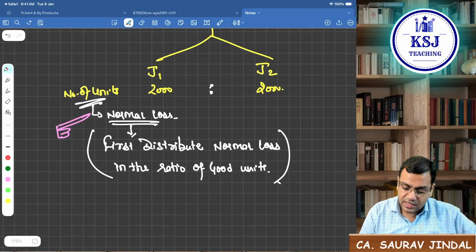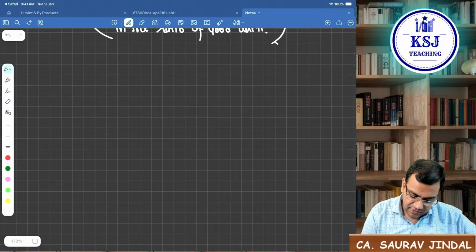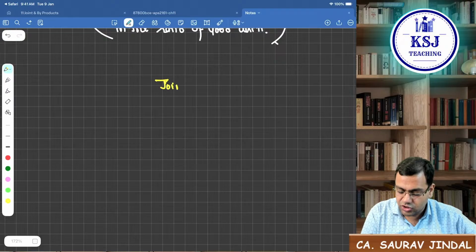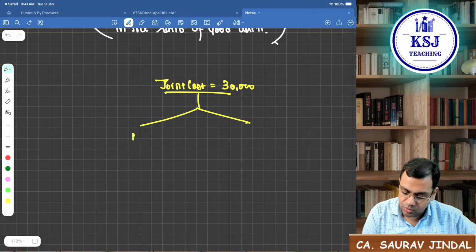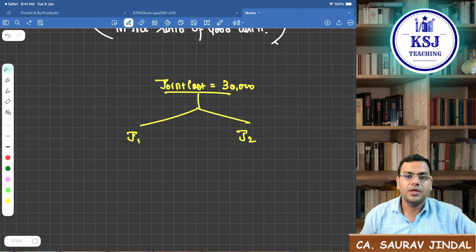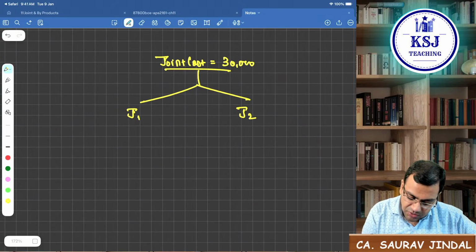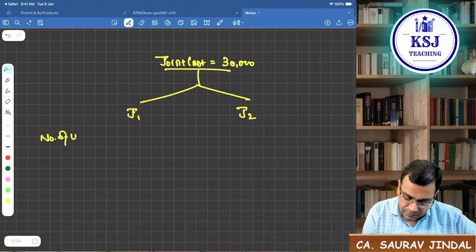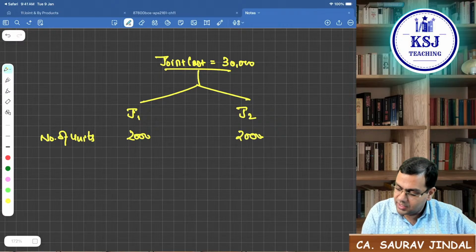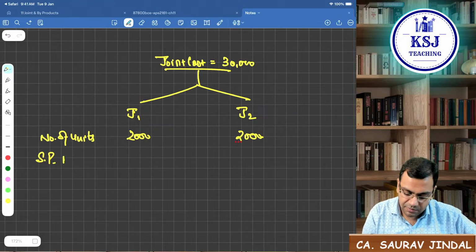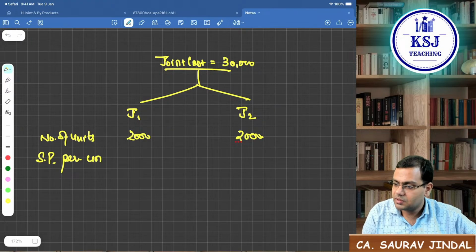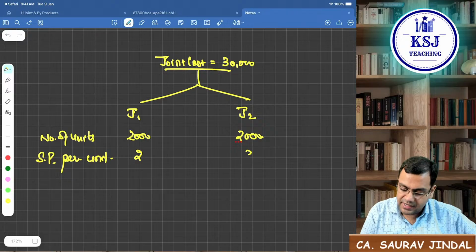Now here we have the number of units. Let's say you have incurred a joint cost of 30,000 rupees. By incurring that joint cost, you are getting two products, J1 and J2, and the number of units is 2000 and 2000. Then you are given the selling price per unit. Let's say it is 2 rupees and 3 rupees.